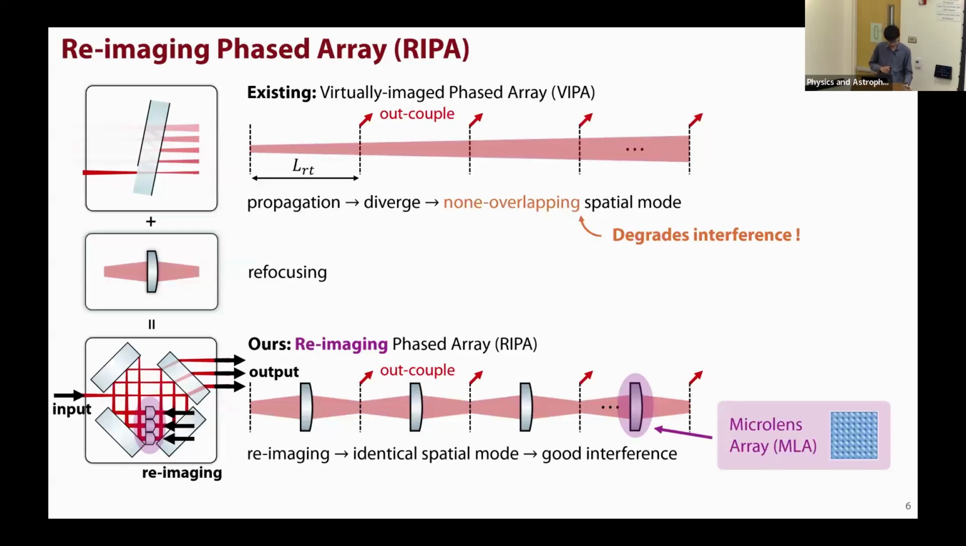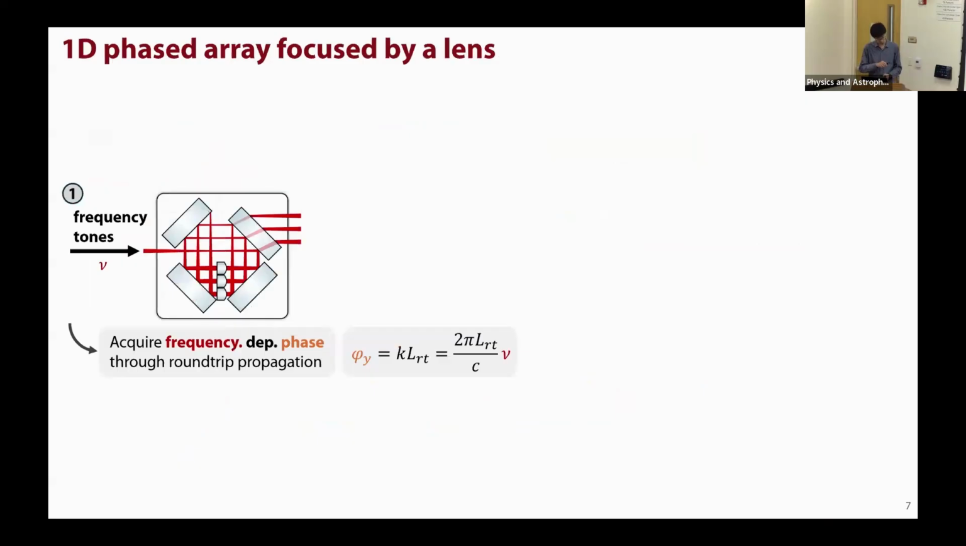Okay. During the propagation, the beam acquires a propagation phase shift phi, which is basically k times L round trip, where L round trip is the path length of each round trip. Remember, k is 2 pi over lambda, which is 2 pi over c times nu. So this k depends on the laser frequency nu.